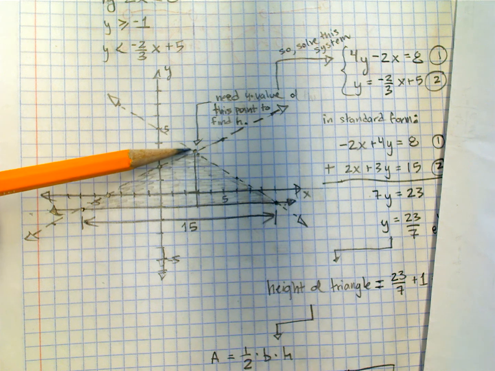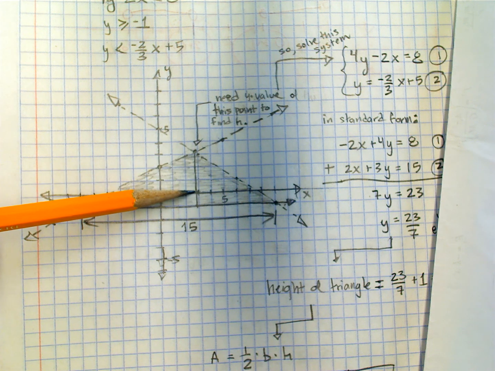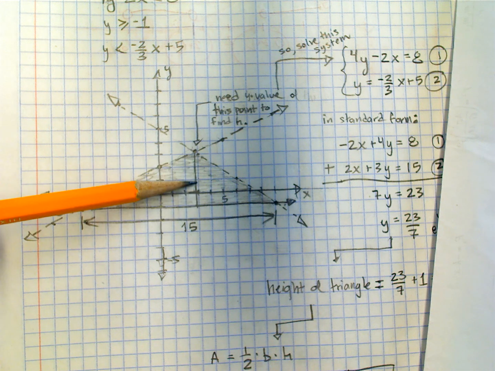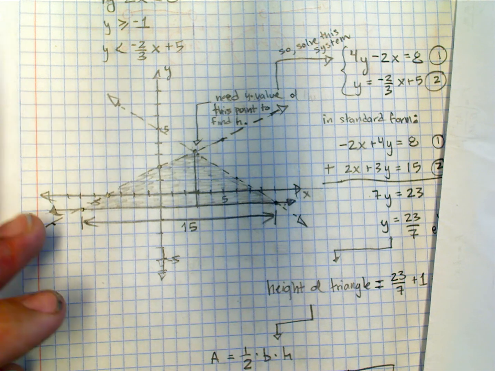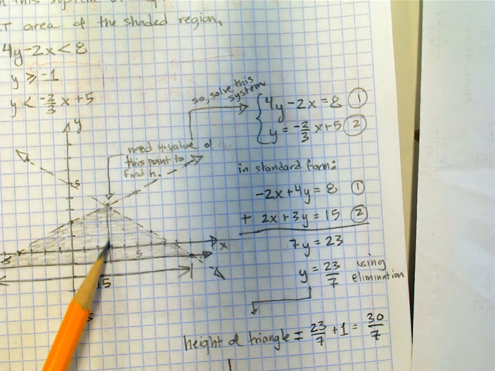You can see that this intersection point doesn't happen to be right on my grid, so I don't know the exact x and y values where these two lines intersect. I can figure that out. Specifically, I need the y value so I can know the distance from here to that point, and then I'll add 1 unit to get the height of my triangle. So the note I made here is that I need the y value of this point to find h, the height of my triangle.